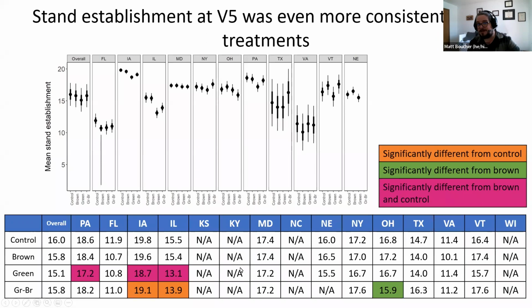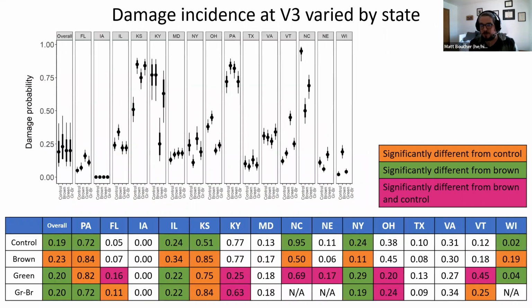Now, I share the stand establishment data with you for the agronomic aspects, but also in support of our damage incidence data, which is quite interesting. Damage incidence is the proportion of plants damaged by any pest, any insect or slug pest in our assessment here. You have your damage probability on the Y, and your treatments on the X, each state across the top. What you can see is that this tended to vary by state.